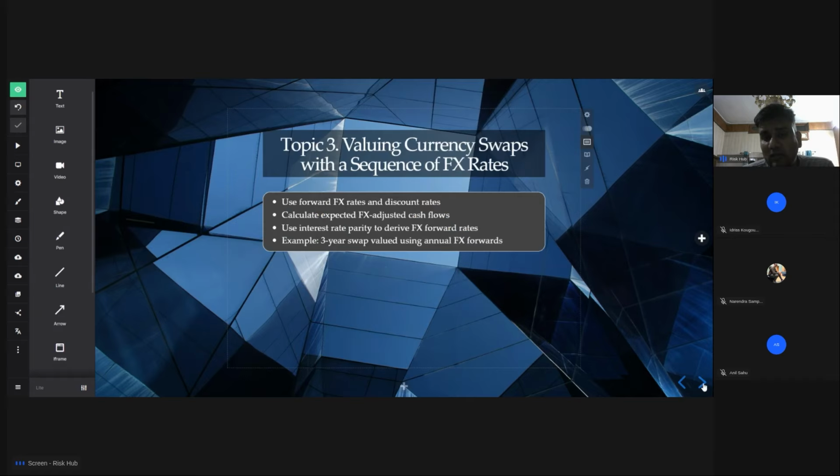Okay, valuing currency swap with a sequence of FX rates, right? What is this, guys? Basically, your book wants to talk about that. When you're trying to value, Sudhanshu, yeah, go on.